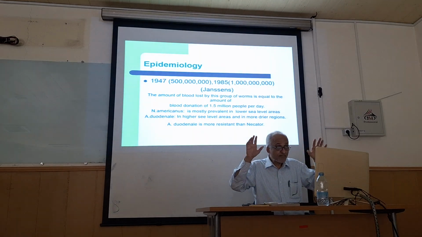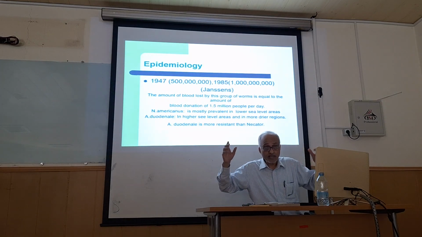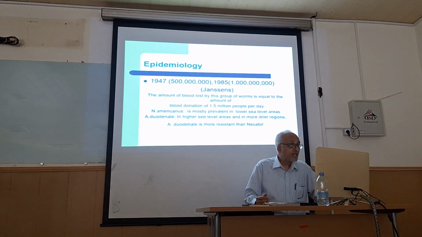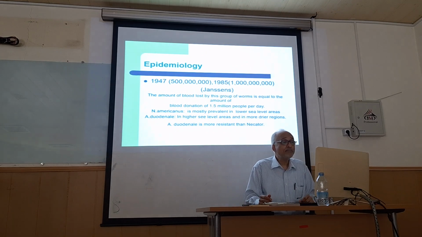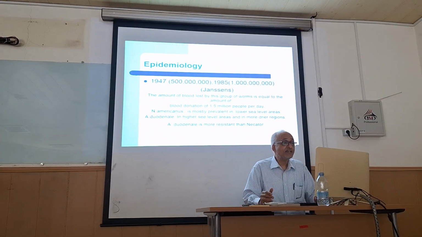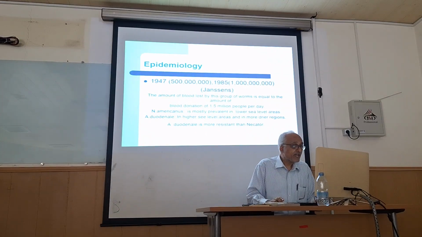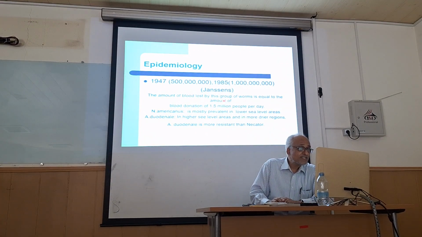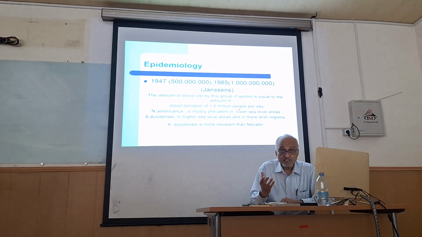In terms of epidemiology, we talked about 1 billion people at that time for ascariasis, 800 million people for Trichuris trichiura. Here is 500 million people, up to 1 billion people from this period of time, nearly 40 years. The amount of blood loss by this group of worms is equal to the amount of blood donation of 1.5 million people per day. Imagine.